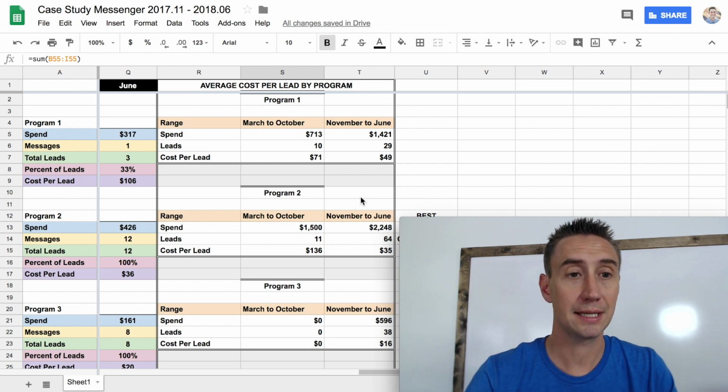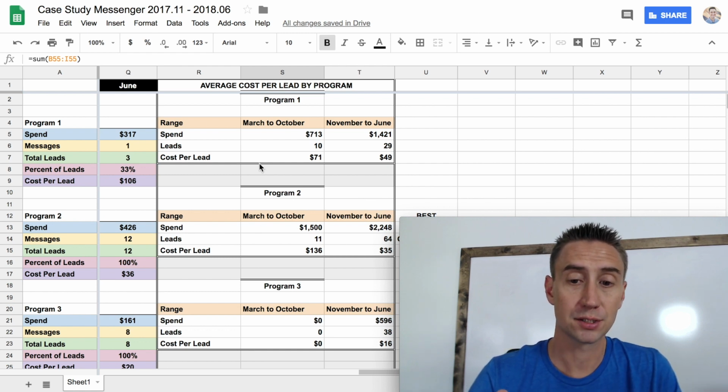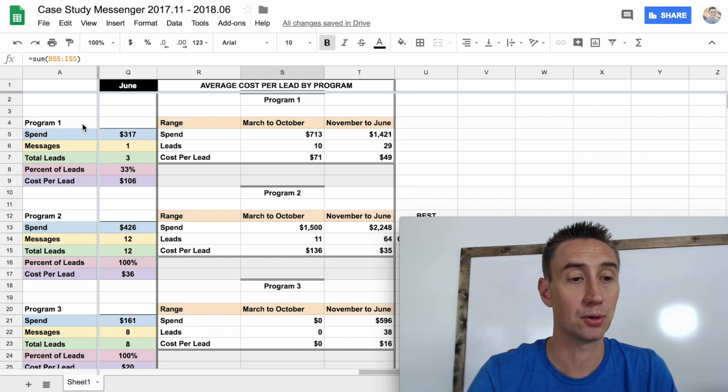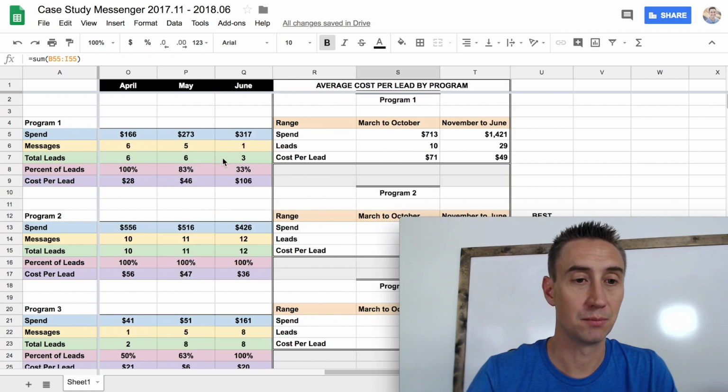What we're looking at on my screen is some of the results from this campaign. On the left-hand side you see the program, and there are 6 programs, then the spend, the number of messages, the total leads, the percentage of leads, and the cost per lead, so $106. This is just for a short period of time, and there are actually more columns.